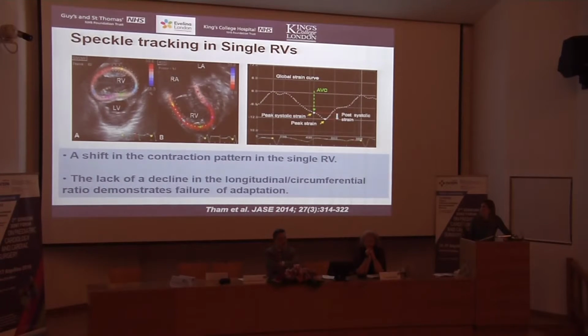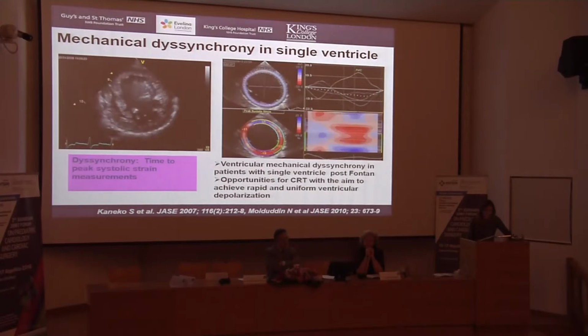What was interesting about using speckle tracking was that the RV was adapting, from the Norwood 1 to Norwood 2 and ultimately the Fontan, so that the contraction pattern of the RV was changing to mimic the LV. There was a decline in the longitudinal deformation, which is commonly seen in the RV, and an increase in the circumferential deformation. The lack of this decline was associated with failure of adaptation and poor ventricular function.